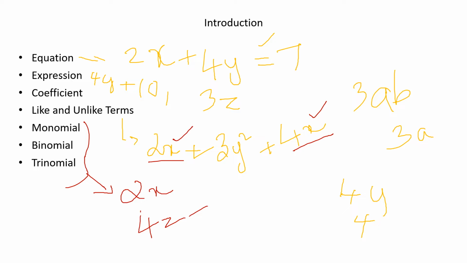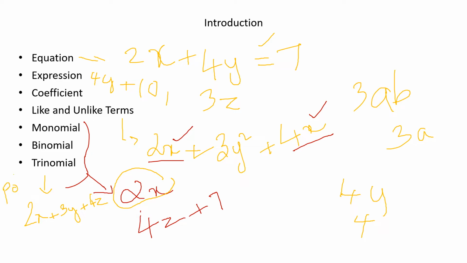If I am writing 4z plus 7, this is a binomial. I have two terms, 4z and 7. Terms means 4z is one term, 7 is the next term. So monomial means it will have only one term. Binomial means two terms, and trinomial means three terms. I can write 2x plus 3y plus 4z. This is a trinomial. I have three terms.